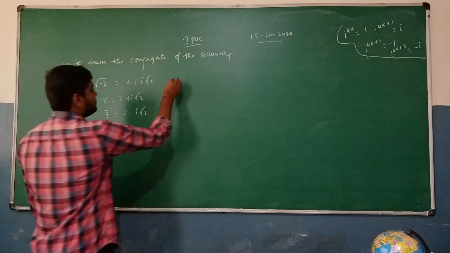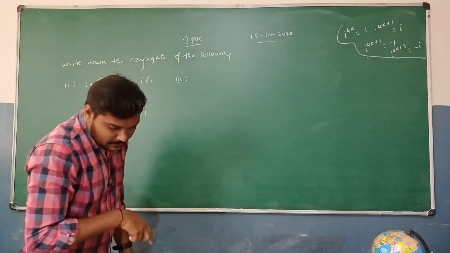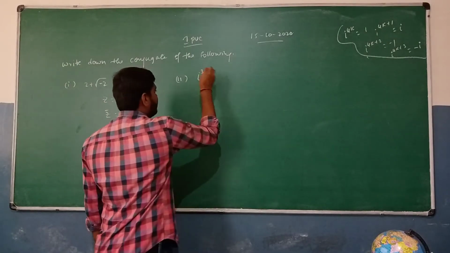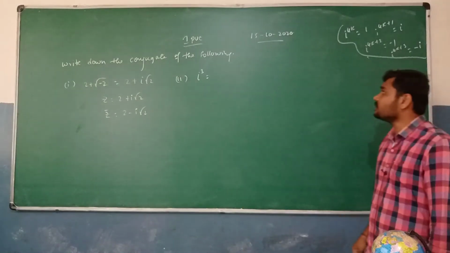Okay, the second one is i to the power 3. i to the power 3. So what is this i to the power 3?